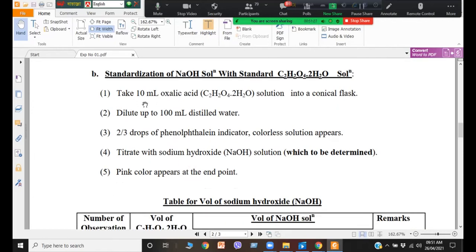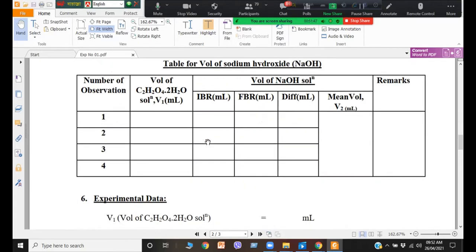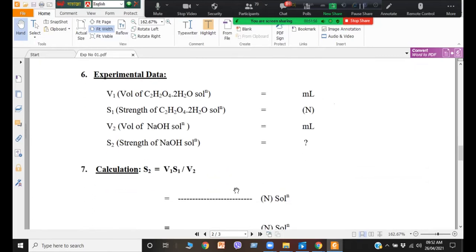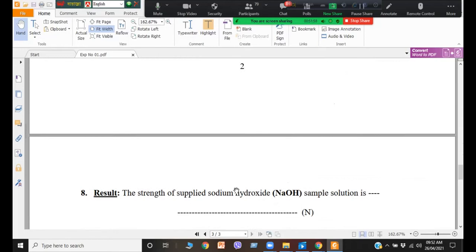This is the instruction we are telling you: take 10 ml, dilute up to 100 ml. So you have to write that 10 ml of oxalic acid was taken into a conical flask. It was diluted up to 100 ml. This is the experimental table, and I will provide you the data for 1 to 4, and this is the calculation part. It's very easy, normal for you. But you come to this one.